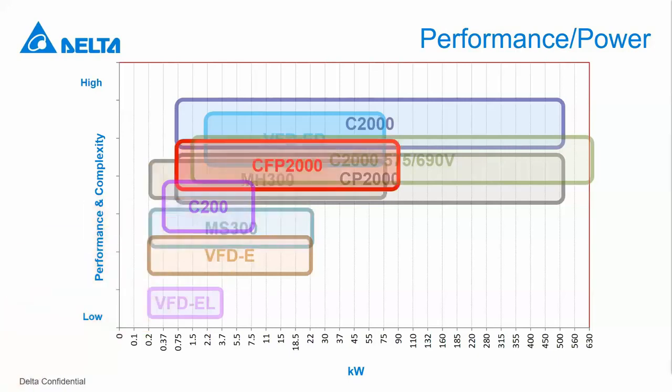Then we have the CFP drive, which is on the same level as the CP2000. And then finally the ME300.